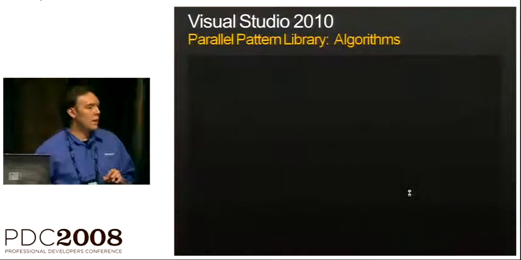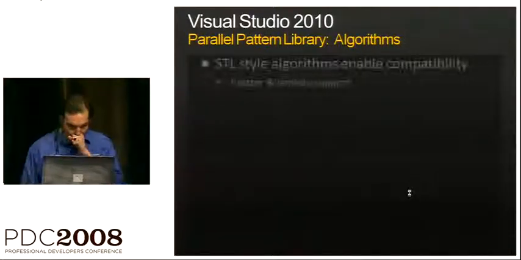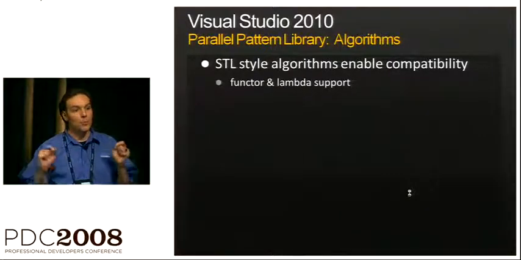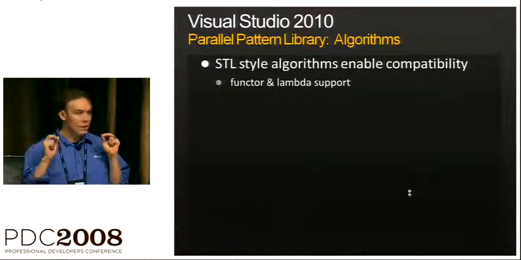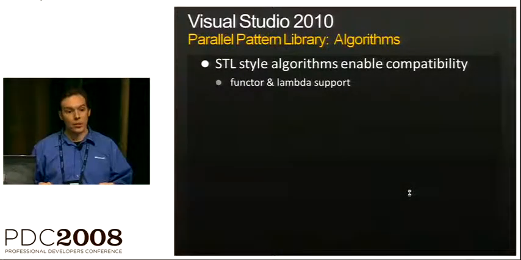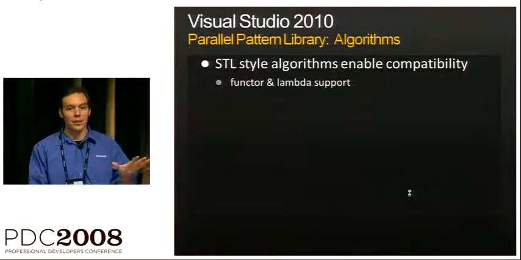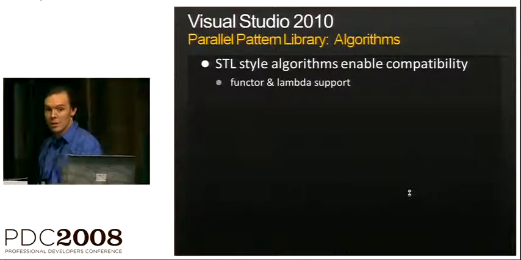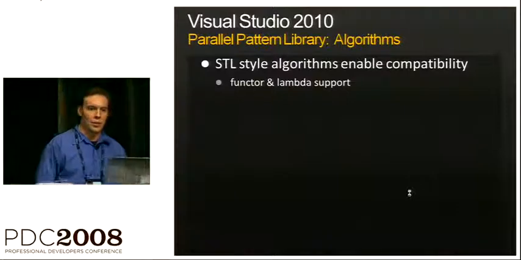All right. So let's talk about algorithm support in the parallel pattern library. One of the key things we wanted to do was really enable broad adoption and enable familiarity. So we'll have STL-style algorithms for compatibility and composability. This means that the algorithms that we provide will provide iterator support. They'll have signatures that match where appropriate with the STL, and they'll have similar naming conventions and similar semantics. Some of the semantics will be adjusted for parallelism.